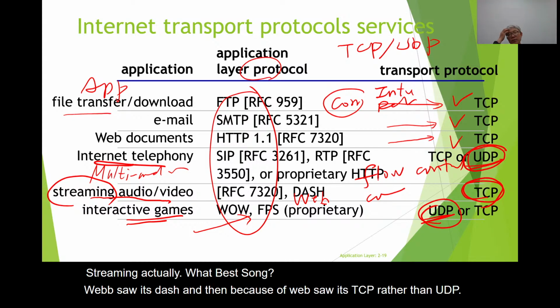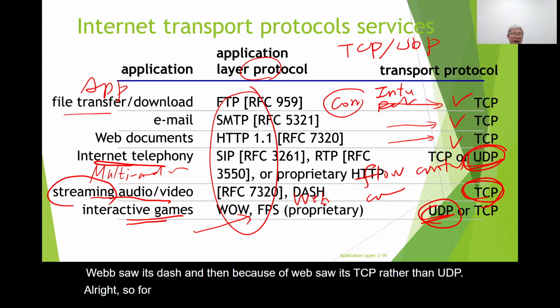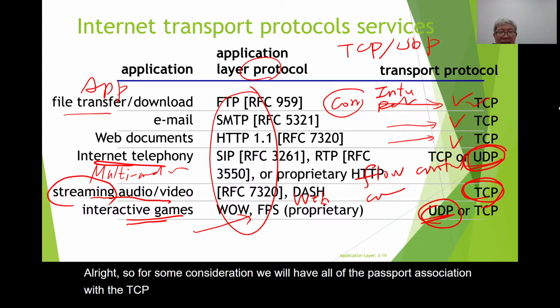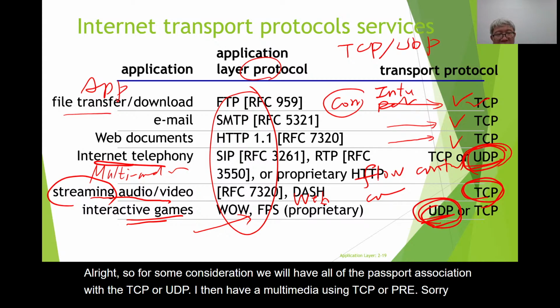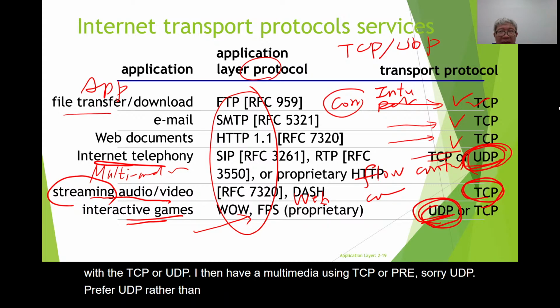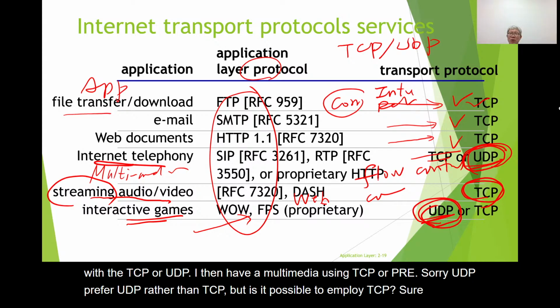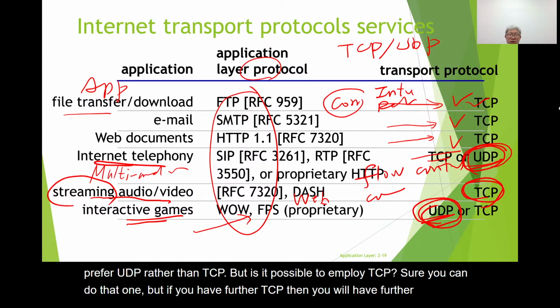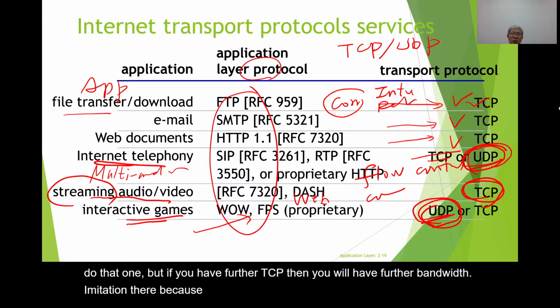All right, so for some consideration, we will have all of the possible associations with TCP or UDP. I already have multimedia using TCP or UDP, preferring UDP rather than TCP. But is it possible to employ TCP? Sure, you can do that. But if you use TCP, then you will have the bandwidth limitation there because of flow control.